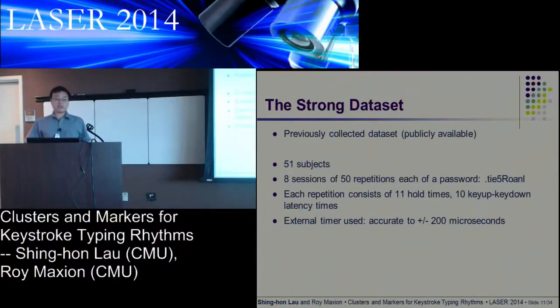Each repetition consists of 11 hold times and 10 key up, key down latency times. And a key up, key down latency is just the time between when a key comes up and when the next key goes back down. The advantage of using this data set is that there was an external timer used to collect the data, and so the timestamps are accurate to within 200 microseconds, which is much better than what you can typically get if you just go through the operating system.